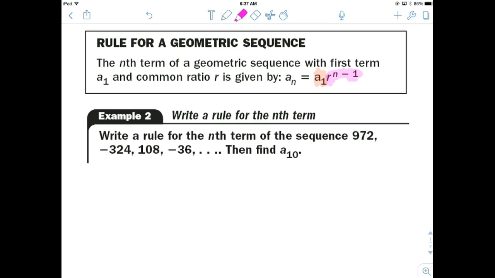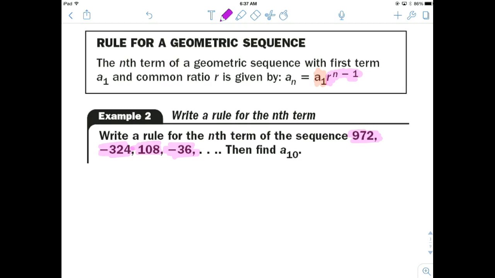So here's an example of just a pattern here. We've got 972 as the first term. It alternates to a negative 324, then 108, and then down to a negative 36. So a couple of things here. We notice that it's going to alternate from positive to negative, so our r value is probably going to be negative. We also can see that the numbers are getting smaller. They're approaching 0, and so our r value is probably going to be a fraction, between 0 and negative 1 in this situation.